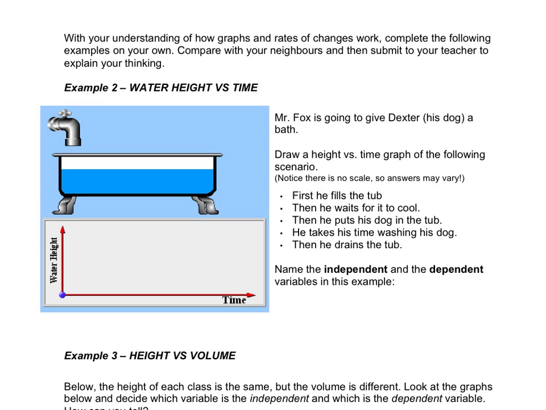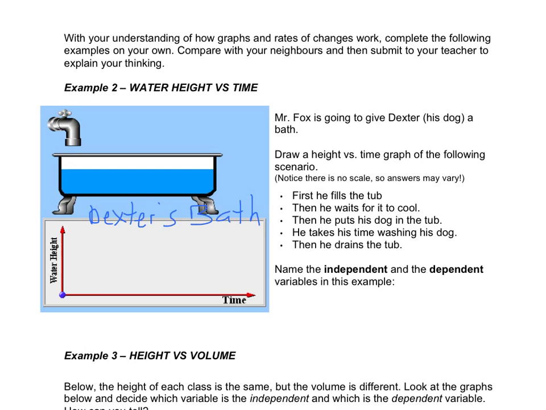So let's get started. First of all, we've got each axis labeled, so we could still put a title here. Let's maybe call it Dexter's bath.